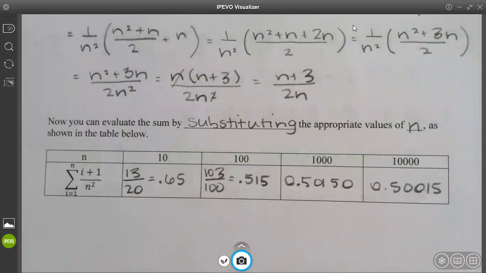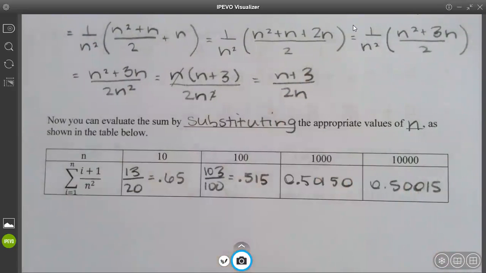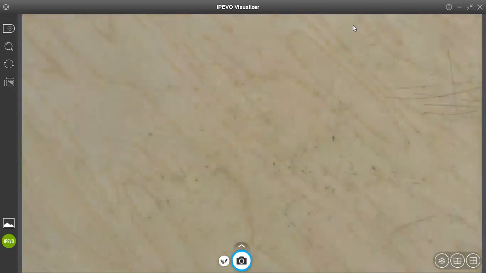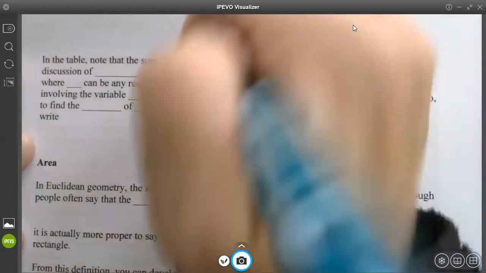All right, so a lot of this is going to be simplifying down to this. Okay, like I said, I stopped. This next page is super, super easy. It's just a lot of fill in the blank. And then when we get into the next couple, just pay attention to how I'm getting everything, okay? All right, in the table, note that the sum appears to approach a limit as n increases.